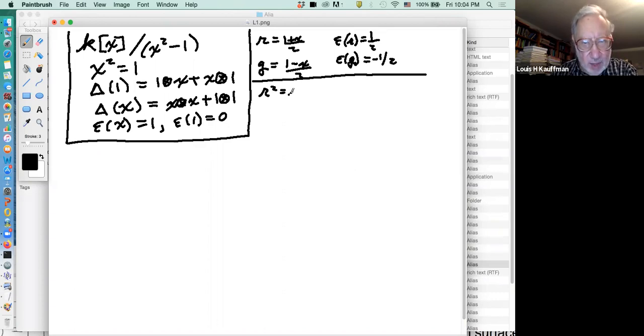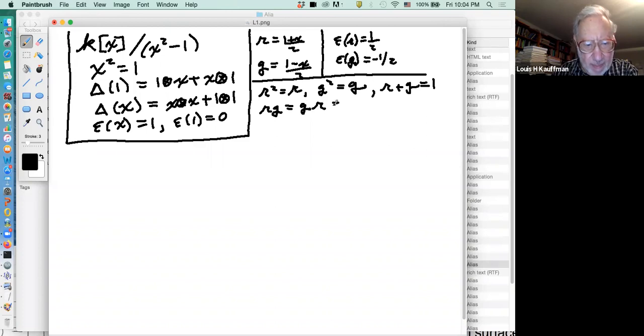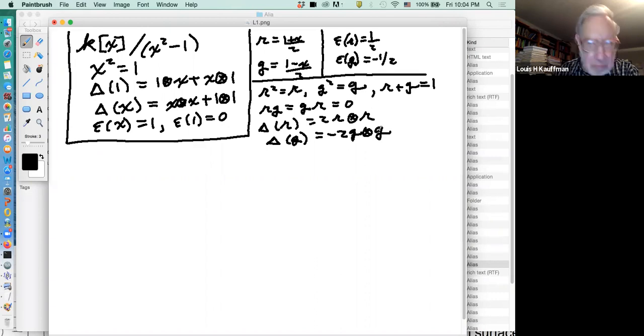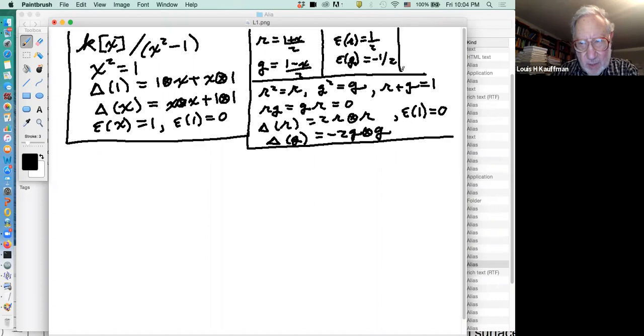We have that R squared is R, and that G squared is G, and that, of course, R plus G is equal to 1. We don't have to use X anymore if we stay in the RG basis if we want to. We have RG equals GR equals 0. And we have that the coproduct of R is twice R tensor R, and the coproduct of G is equal to minus twice G tensor G. So that's the main thing. And maybe I should write over here alongside of everything else, epsilon of 1 is equal to 0.